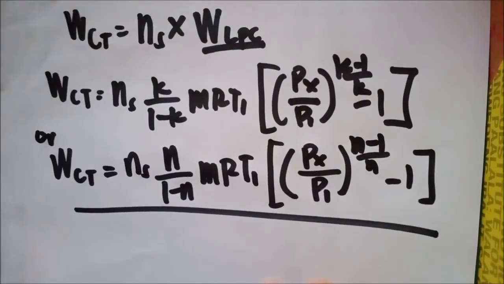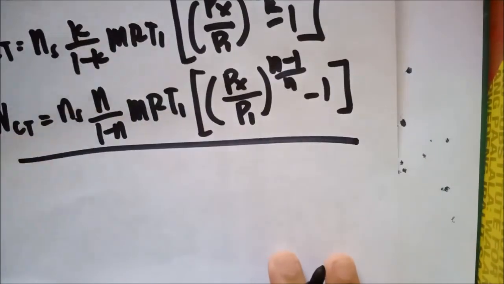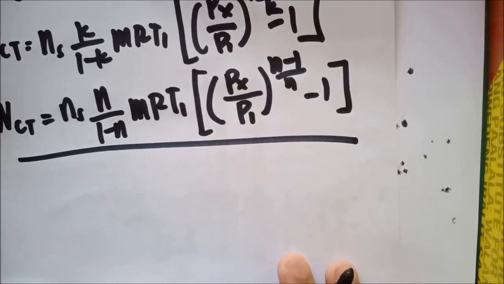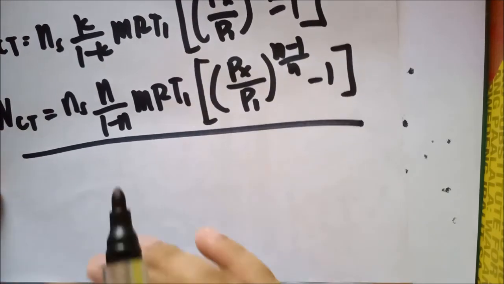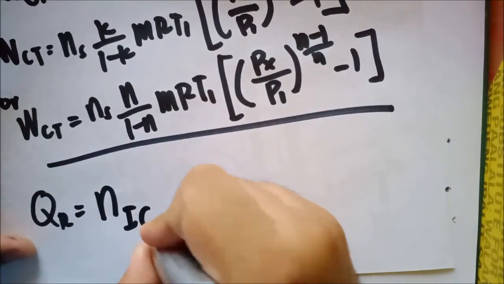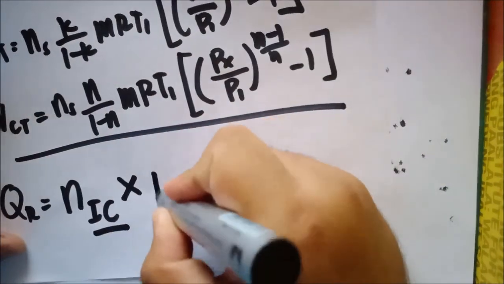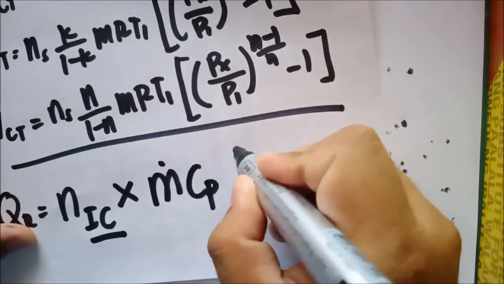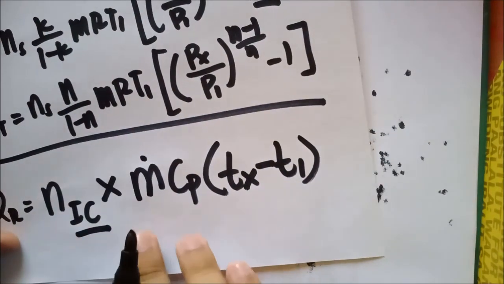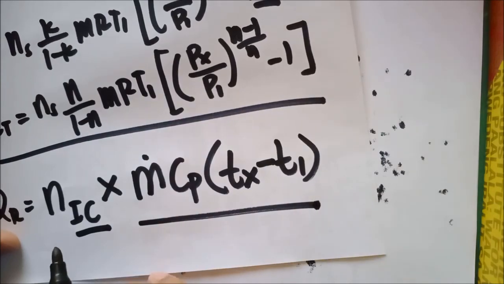Now again, if there is a rejected heat in the two-stage compression, there is also a rejected heat in the multi-stage or 3 or more stage compression. So the QR is simply equal to the number of intercoolers, not the number of stages, but the number of intercoolers times mass flow Cp Tx minus T1, because it's just the QR of the first intercooler multiplied by the number of intercoolers.